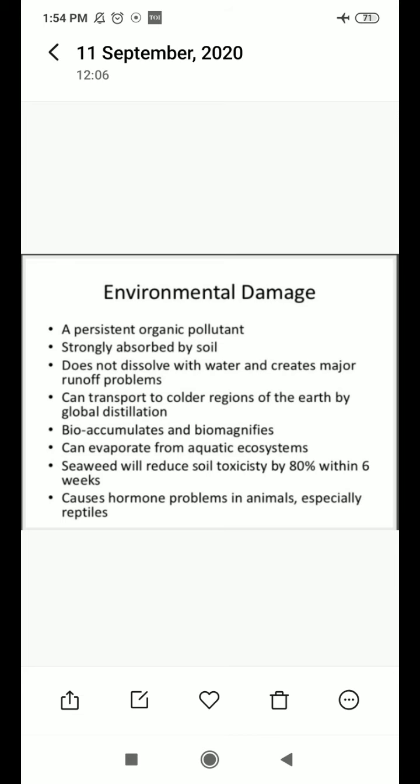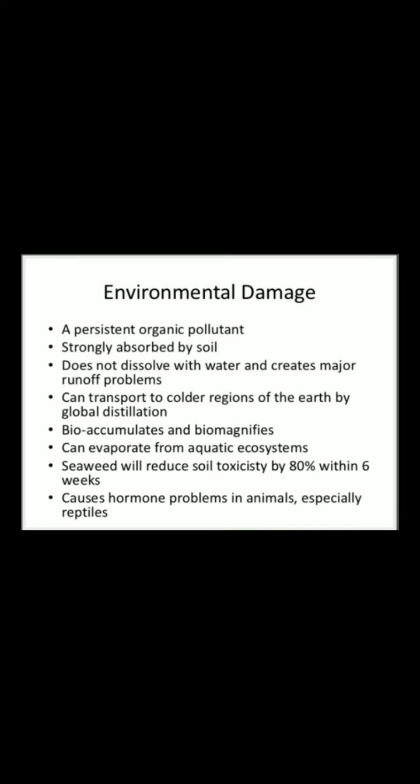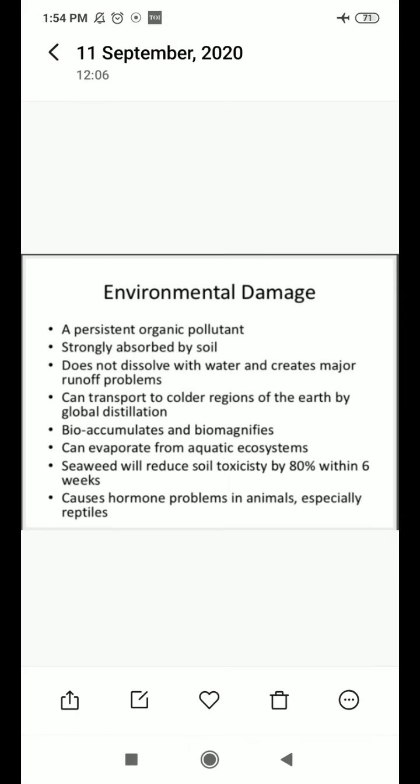Then it bioaccumulates and biomagnifies. Bioaccumulate, we discussed earlier, means it remains in human fat or oil for a longer period of time. Next one, it can evaporate from the aquatic ecosystem. It takes too much time for evaporation from this particular ecosystem.